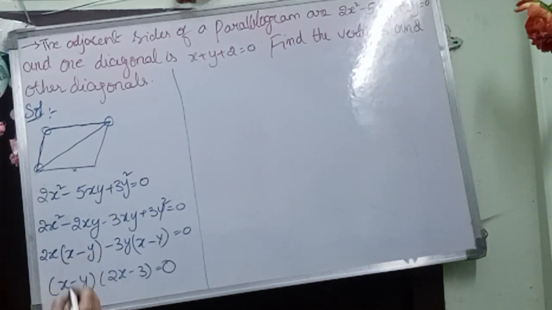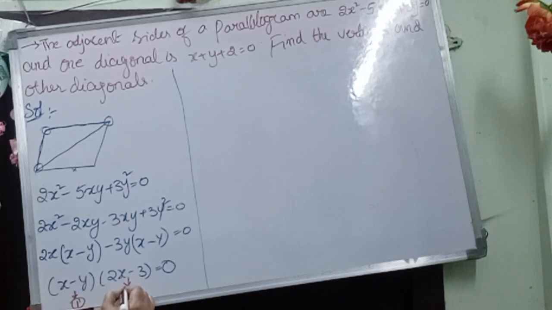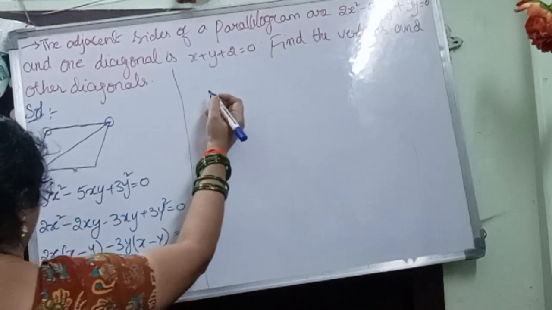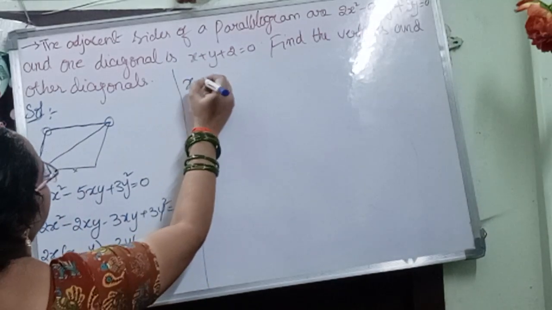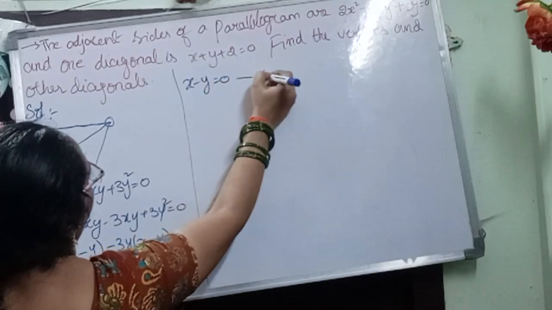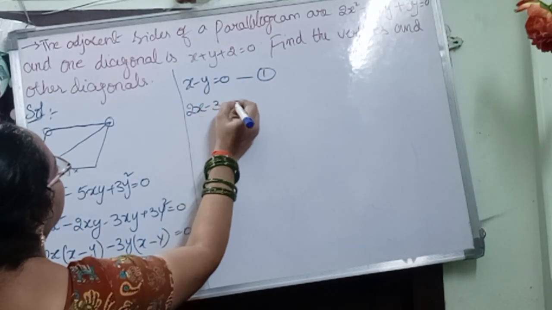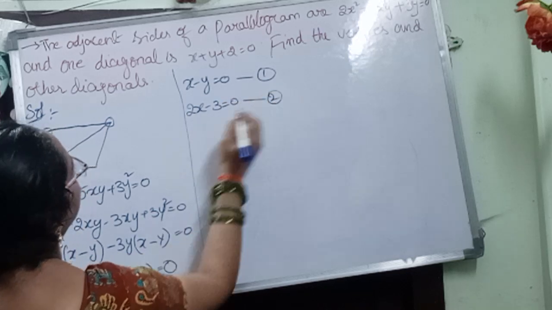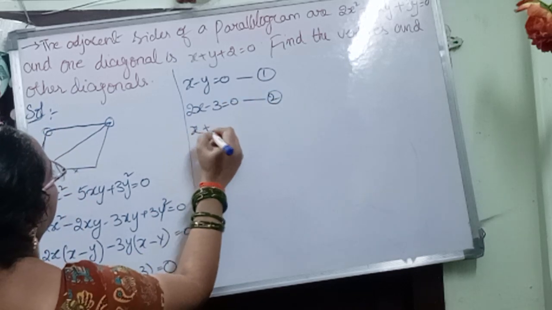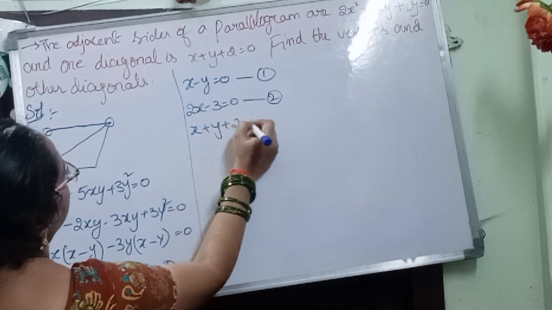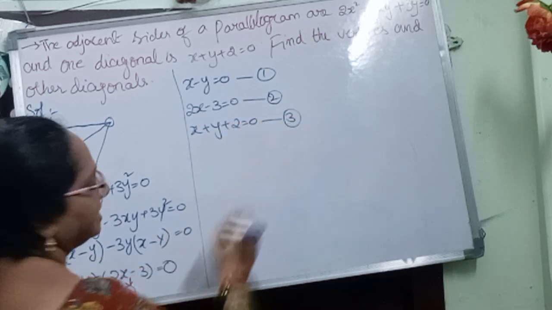This is equation 1, this is equation 2, and this is equation 3. Let us write the equations. x - y = 0 is equation 1. 2x - 3y = 0 is equation 2. x + y + 2 = 0 is equation 3.